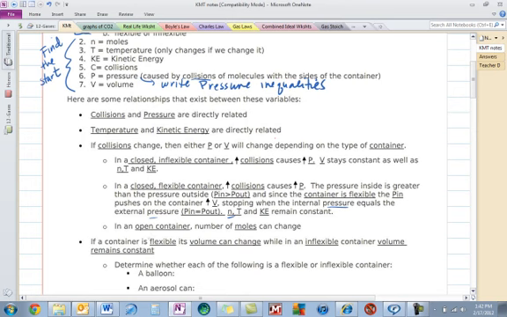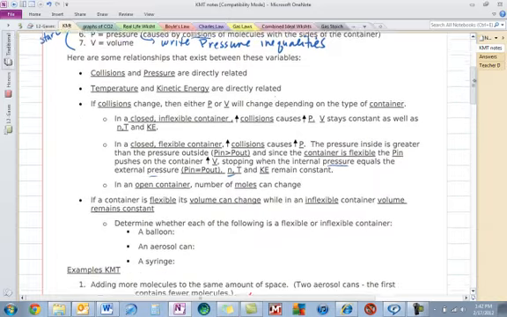Here's something else. In an open container, the number of moles can change, which would then change the situation and the variable. So if the collisions go up and the pressure is going up inside, if it's open, then it can push molecules out, push N out, and change the situation.